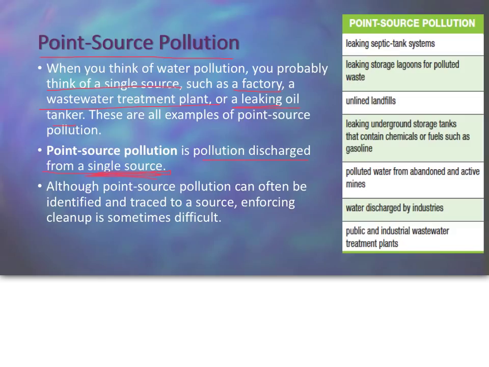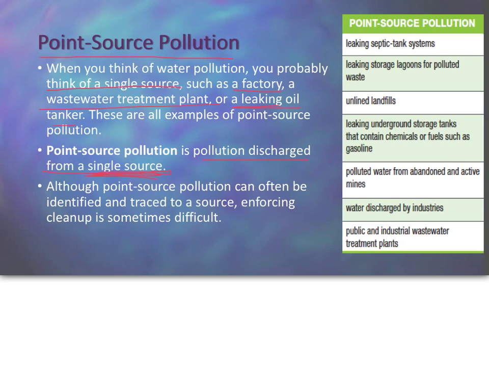So examples of point source pollution include a leaking septic tank or sewer system, which would probably happen in a residential area. A leaking storage lagoon. Sometimes if a company's making a lot of polluted water, they'll store it somewhere and those will start leaking. Landfills that do not get lined with concrete or a substance to keep water in.